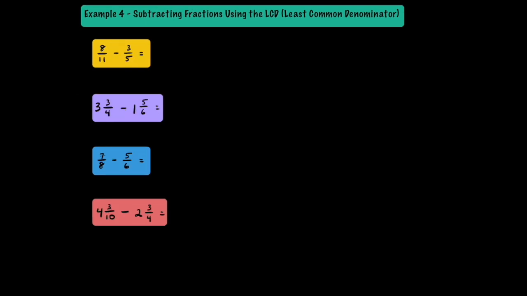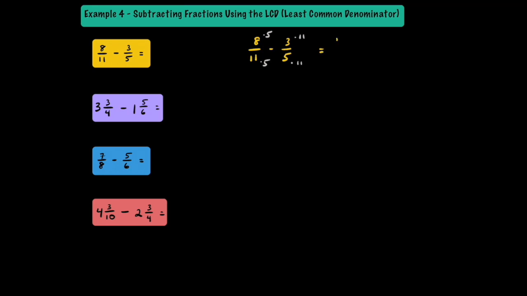In example 4, we're going to practice subtracting fractions using the LCD. In this first one, we're going to look at the fractions 8/11 and 3/5. Since their denominators 11 and 5 are relatively prime, we can just multiply them by the opposite denominator to get the LCD. For the first fraction, we're going to multiply by 5 on top and bottom, while for the second fraction, we're going to multiply by 11 on top and bottom.